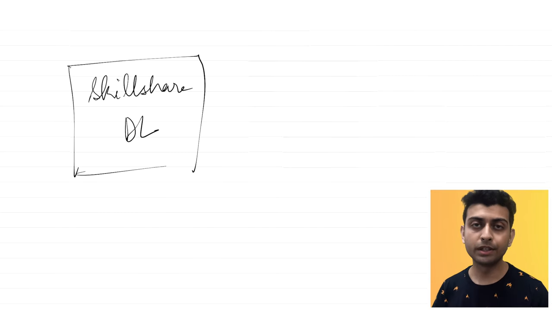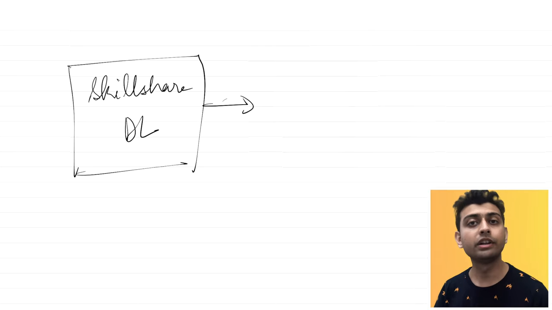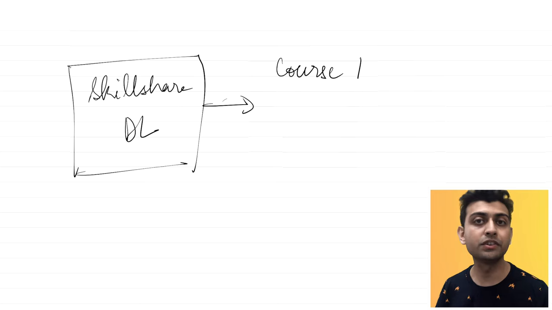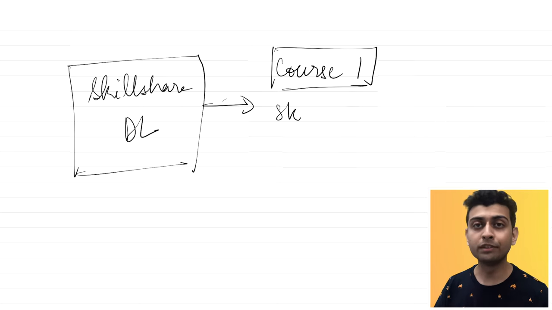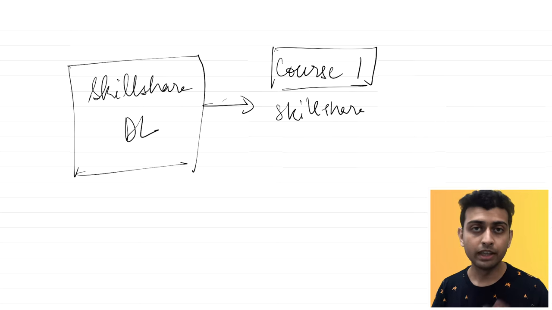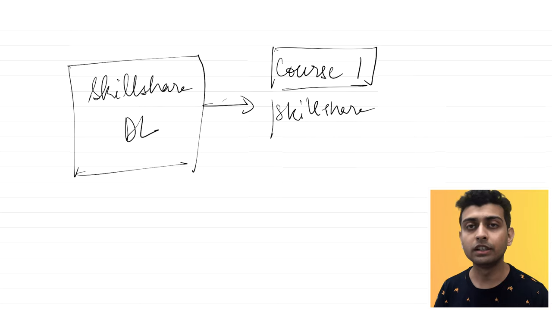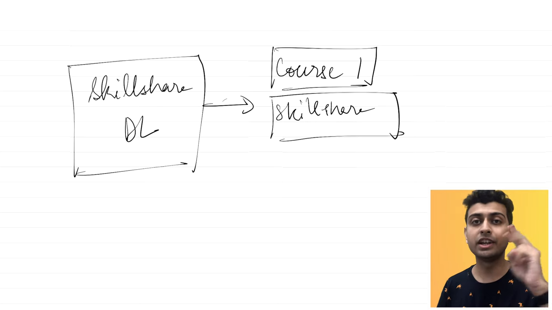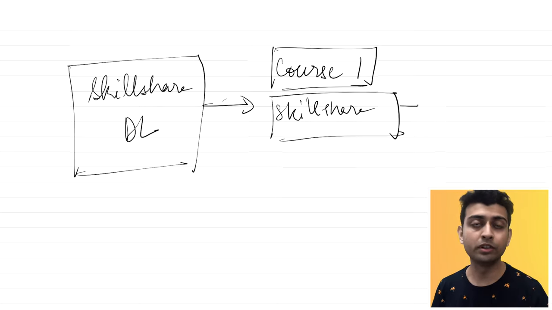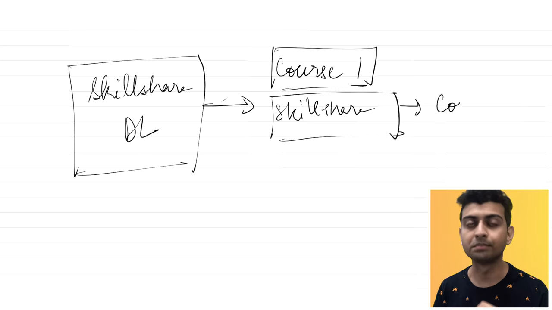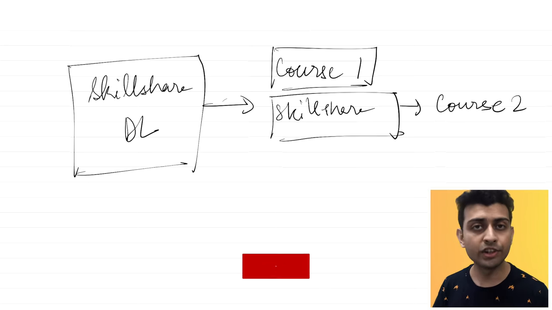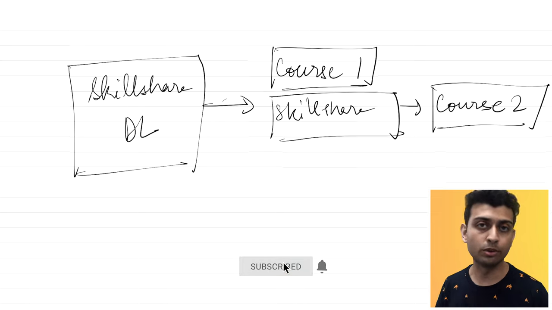When you use this particular tool, a new folder called Skillshare DL is created in the root directory of Google Drive. When you open that folder, you have course number 1. If you try to download a second course, then a new folder inside that Skillshare DL folder is created, and this folder is called Skillshare, as you can see here. And inside that Skillshare folder, course number 2 is downloaded and saved.